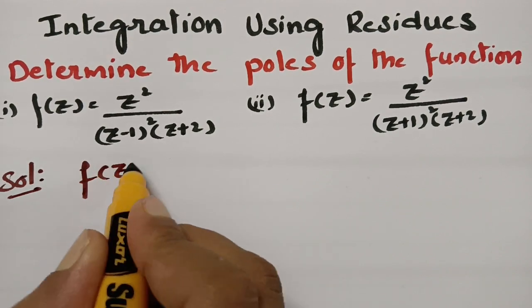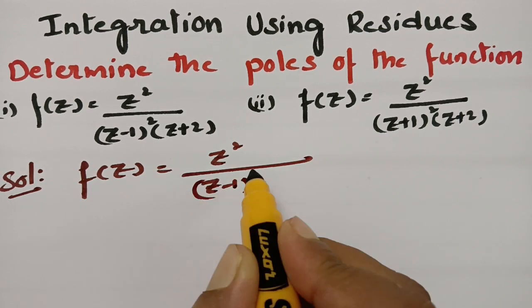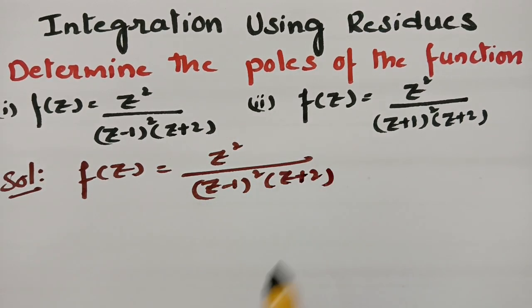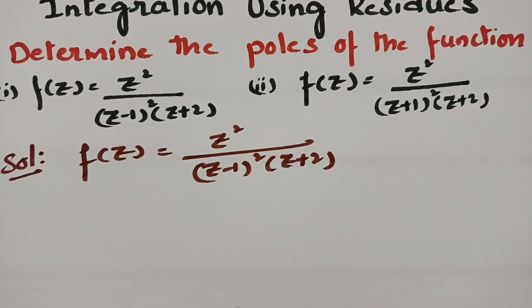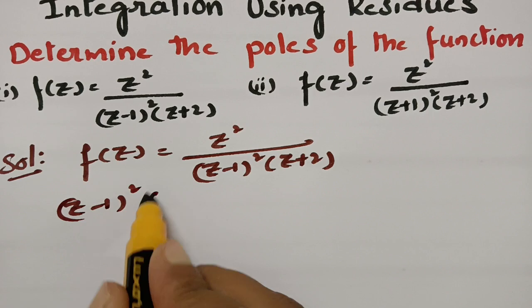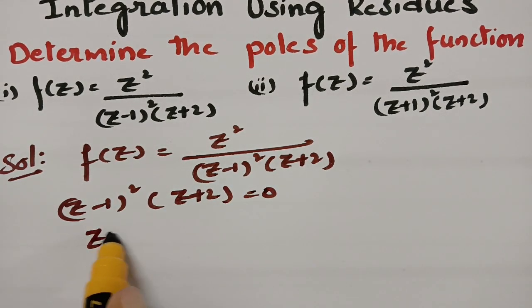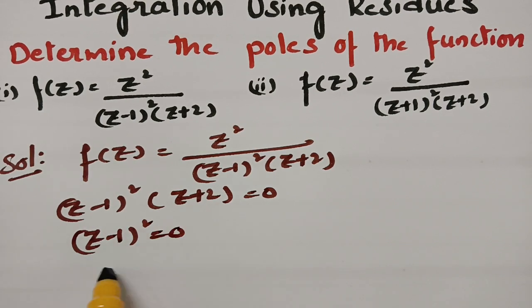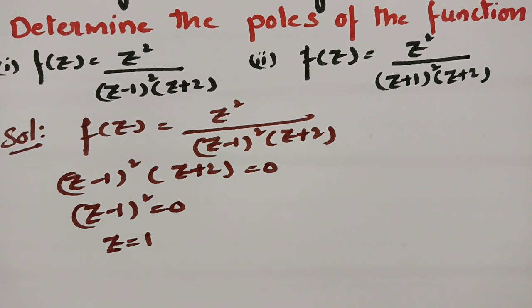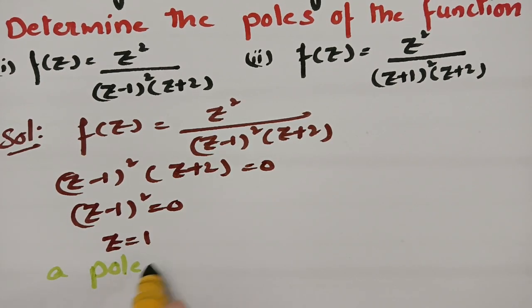So the function given is f(z) = z²/((z-1)²(z+2)). In order to find the poles, we have to equate the denominator to 0. That is, (z-1)²(z+2) = 0. If I equate (z-1)² to 0, here we get z = 1. So this is a pole of order 2.